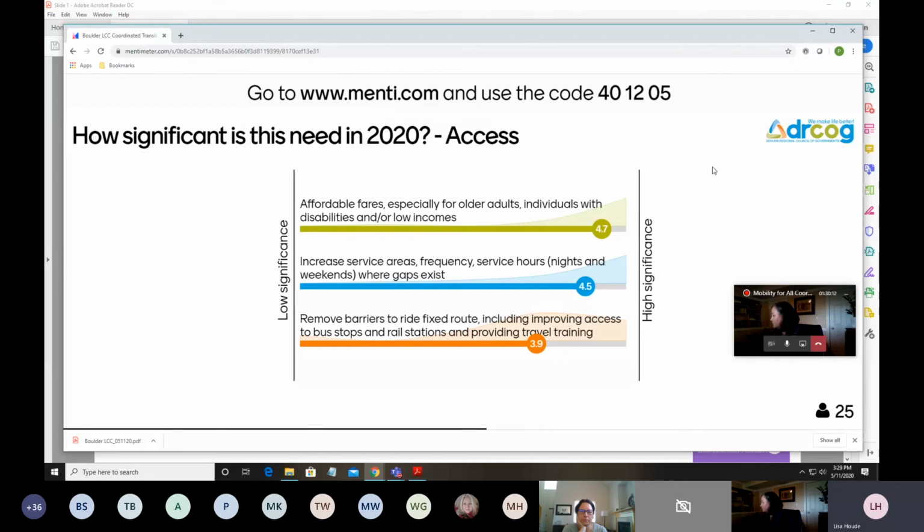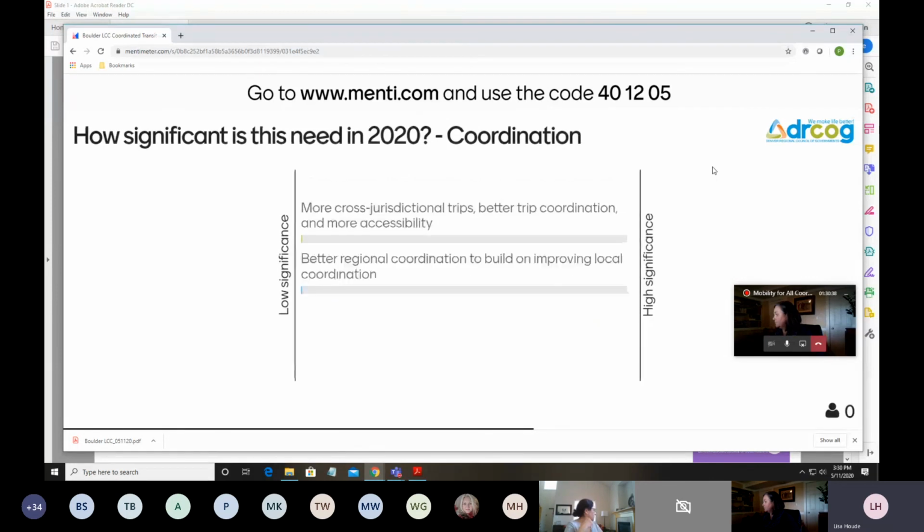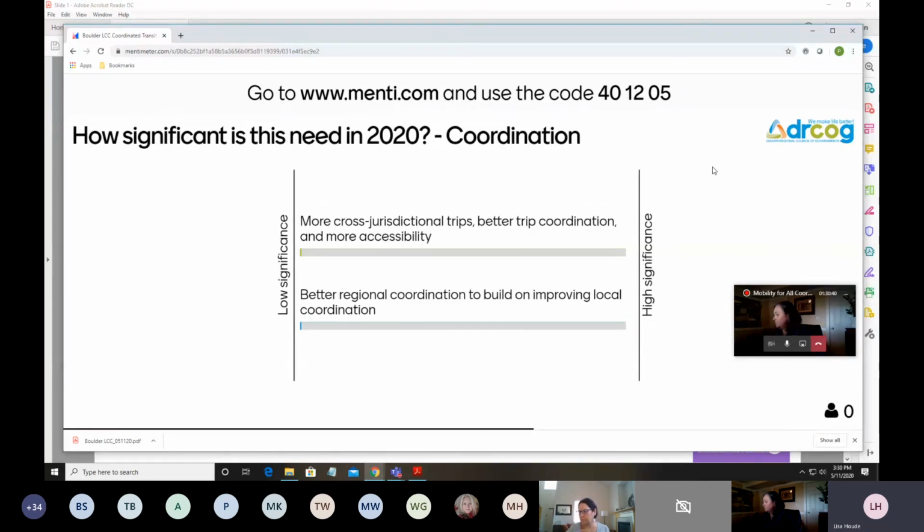So it looks like affordable fares is still a really important, highly significant need, as well as increasing the service areas, frequency, and service hours. A little bit lower for the removing barriers to ride fixed route and access. All right, we'll move to the next set. So these are focused on coordination. How significant are these needs in 2020? More cross-jurisdictional trips, better trip coordination, and more accessibility. And then the other one is better regional coordination to build on improving local coordination.